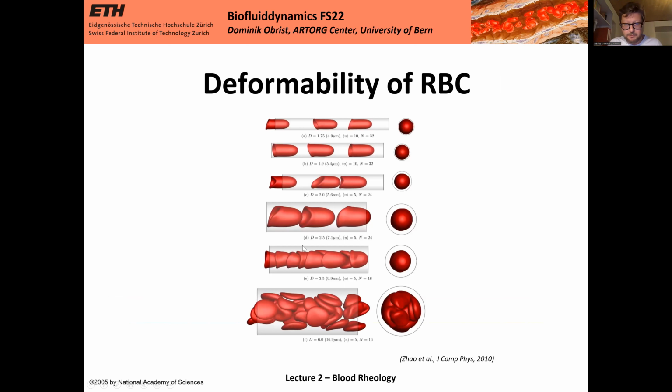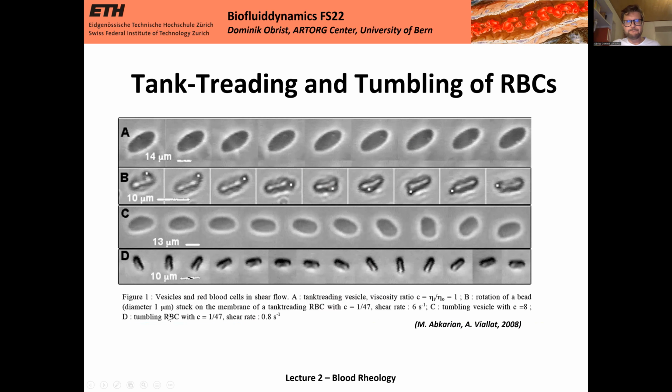More pictures on deformability. I think I don't need to go into any more detail. More or less, that's what I already said: bullet-shaped red blood cells in very narrow vessels, and more parachute-shaped red blood cells in the larger vessels. Another interesting phenomenon is shown in this picture. This is the phenomenon of tank treading and tumbling. I'll show you a little animation in the next slide to explain it a bit better.